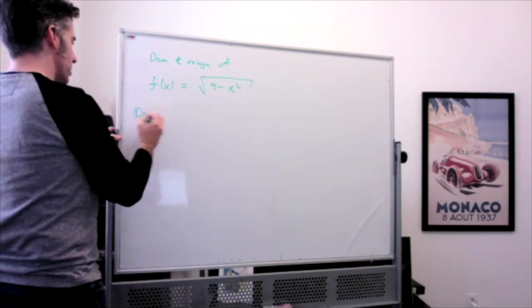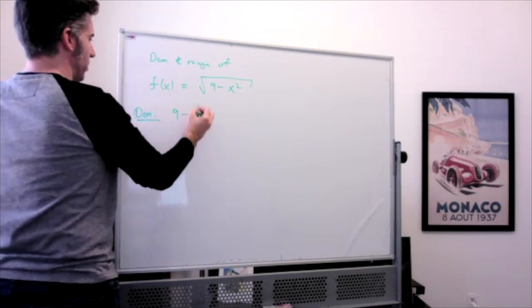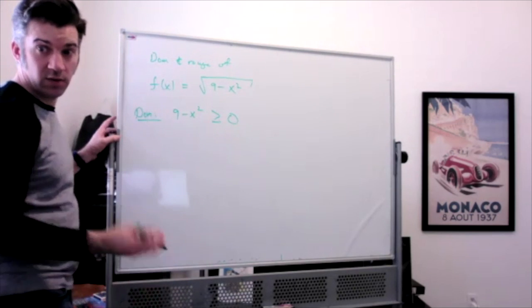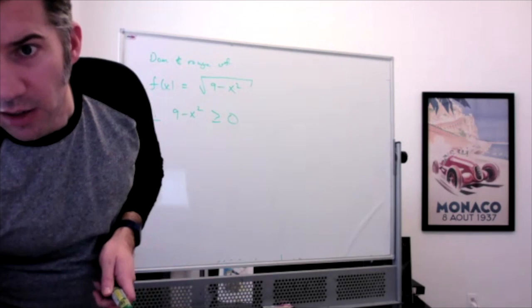Domain, we need 9 minus x squared to be greater than or equal to 0. I prefer to factor. Oh. How do you know the range?